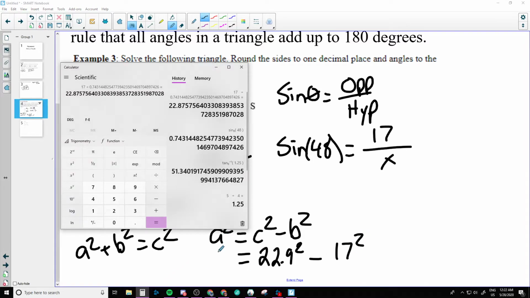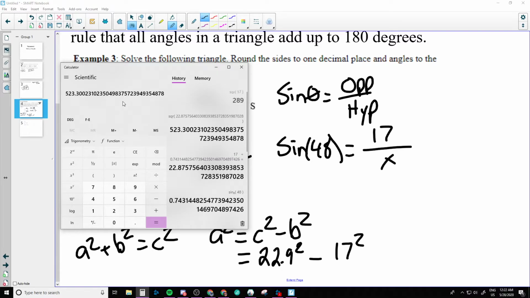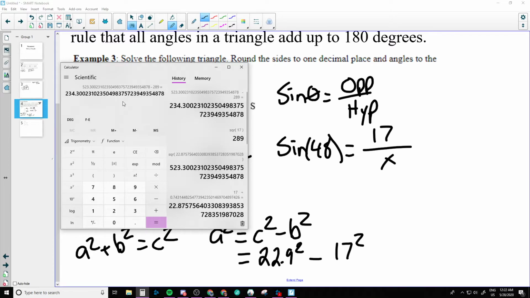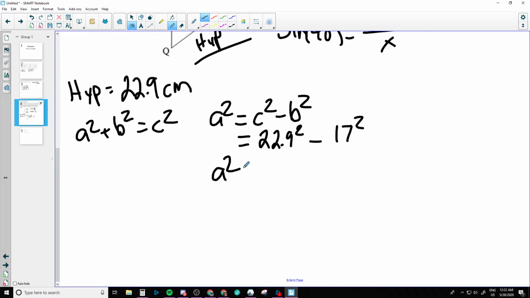We'll go back into our calculator. We're going to square this, and then we're going to say, okay, now what's 17 squared? So this one minus 289 tells us that a squared is 234. I'm going to extend the page down here. So a squared equals 234.